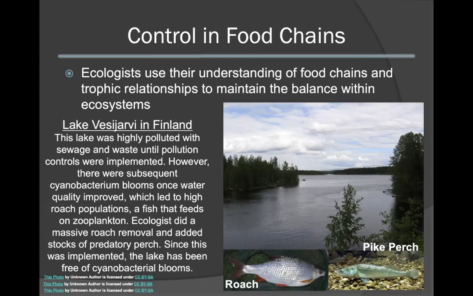This led to high roach populations, which is a fish that typically feeds on zooplankton. In order to restore the ecosystem balance, ecologists did a massive roach removal and added stocks of predatory perch. Since this strategy has been implemented, the lake has been free of cyanobacterial blooms and the ecosystem is maintained in a much more ecologically sound balance.